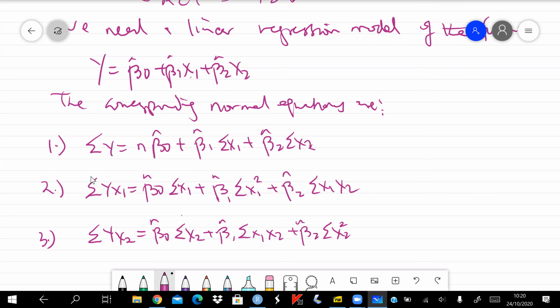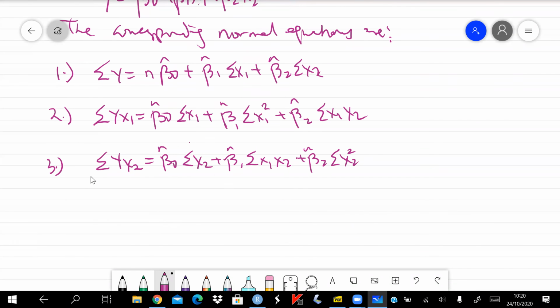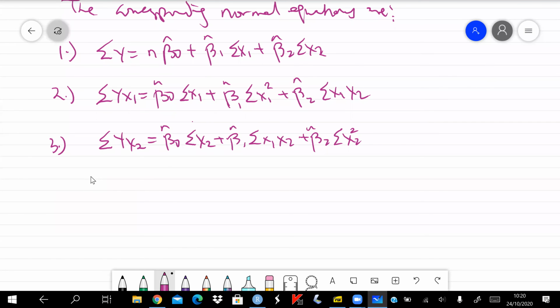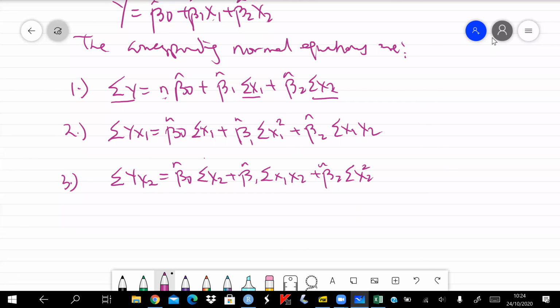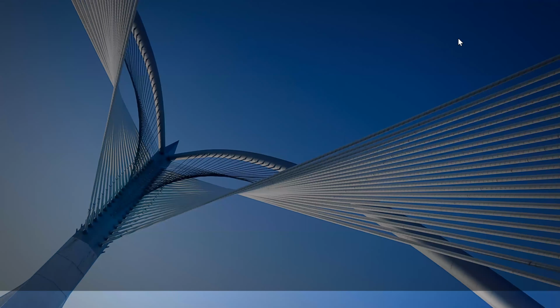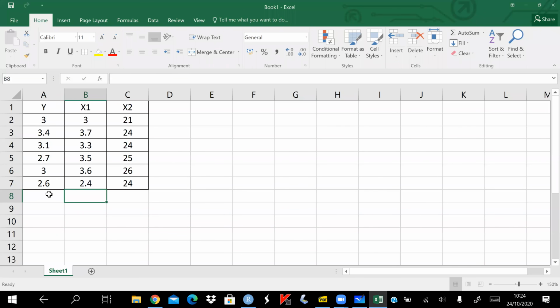So from the data, we need to obtain those summations. So let me copy the data here again. Let's obtain the summations in Excel to make our work a little bit easier. So I'll put the data in Excel and I'll be getting the summations from Excel. That will make my work a little bit easier, even multiplication. So having this data in Excel will make our computations a little bit faster.